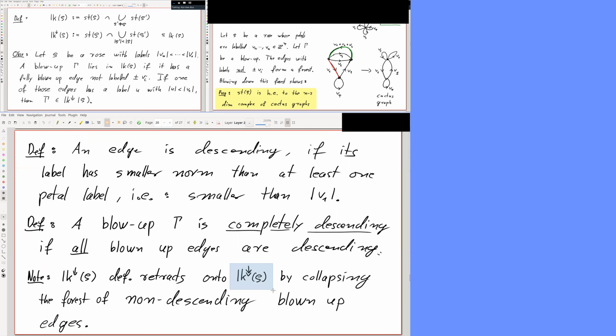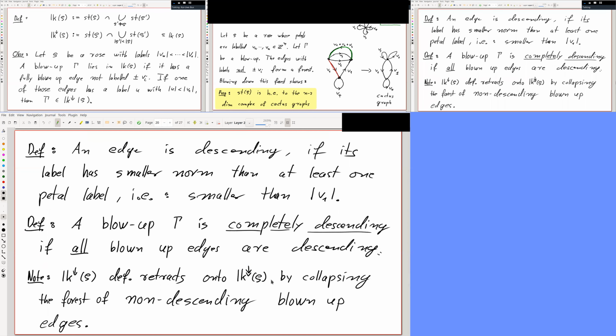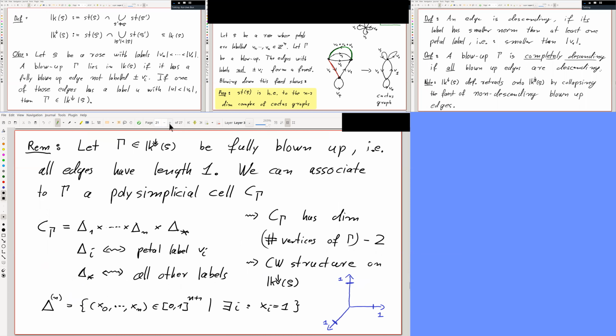And now we will understand the homotopy type, the dimension of this completely descending link. That's the idea. And in order to understand the dimension, we will describe that in terms of cells. So let's suppose you have a fully blown up graph, that is, all edges have length 1, in the completely descending link.